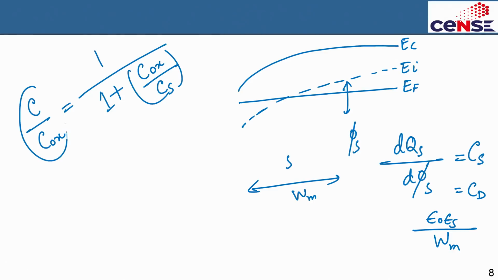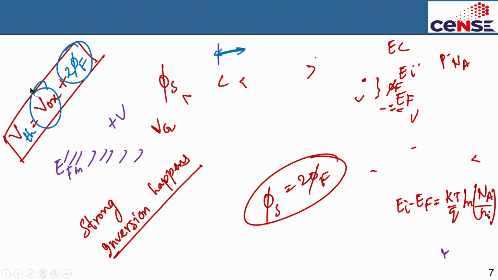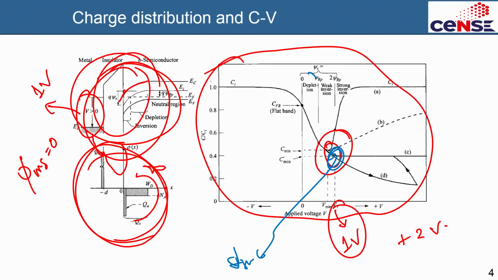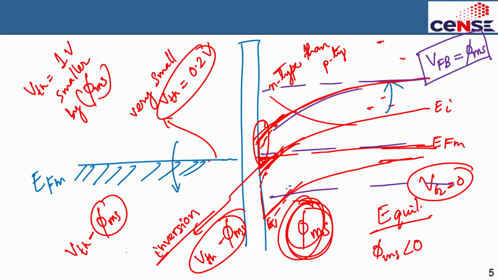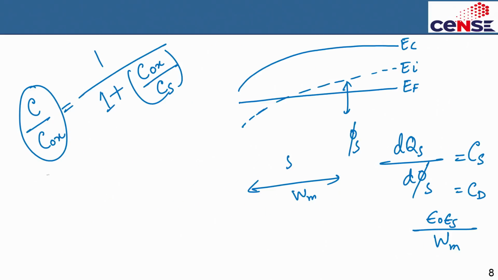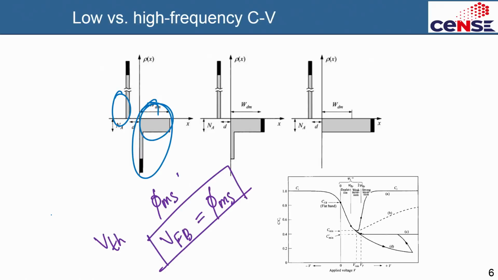So this ratio is basically what is being plotted here. That ratio is being plotted here. This ratio will be 1 when you are basically going to modulate the charge at this interface only, at this interface.